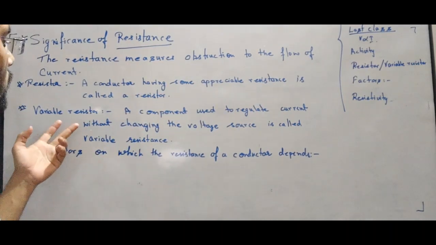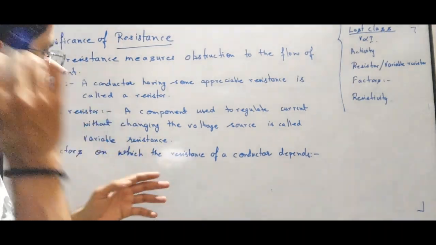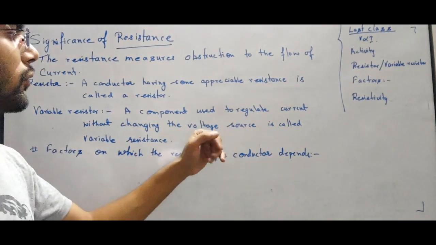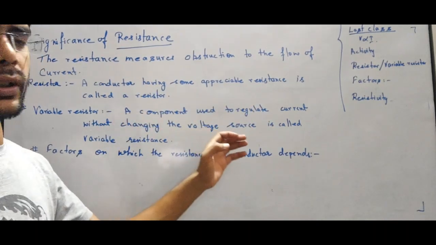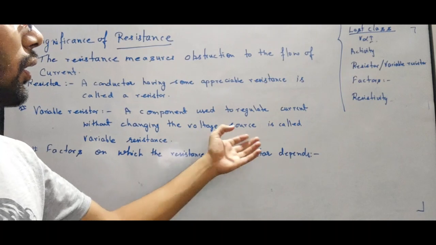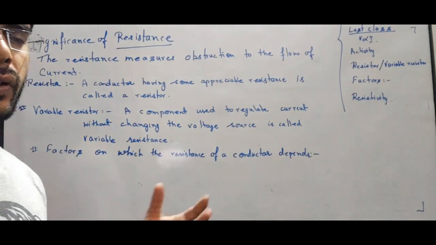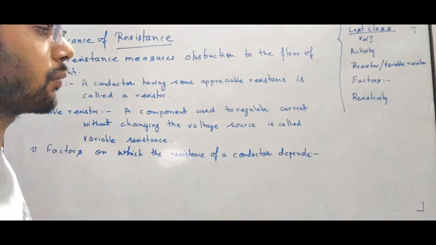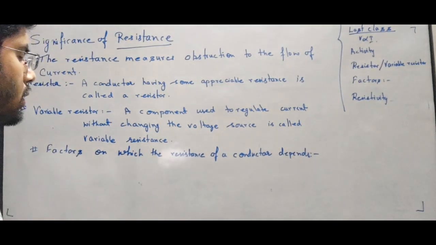A variable resistor has different values of resistance, and it is a component used to regulate the current without changing the voltage of the source. It is called a variable resistance. For example, in the Ohm's law activity you observed the rheostat. That is a type of variable resistance.